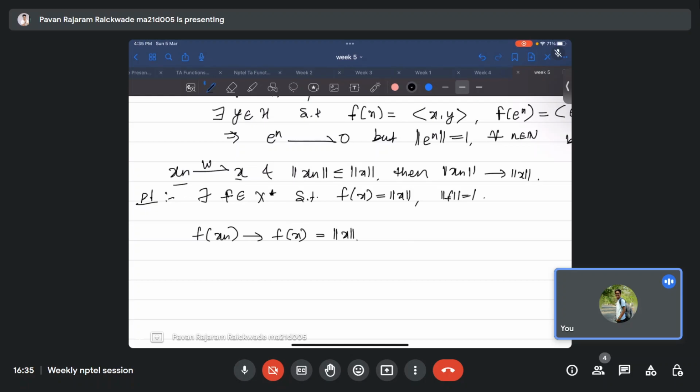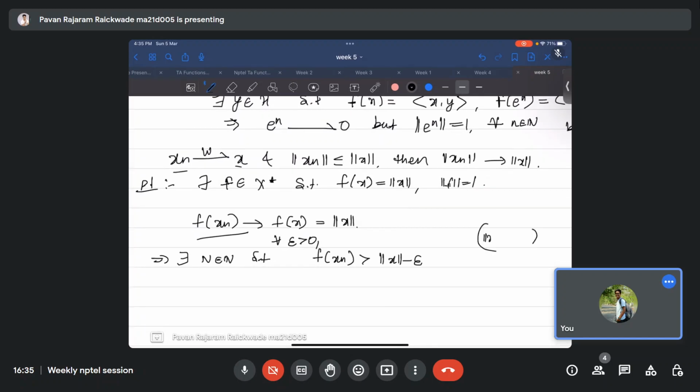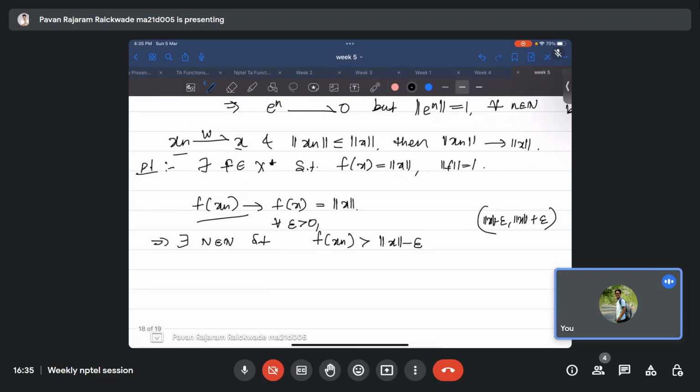So this is a real number sequence which is converging to norm x, which implies there exists n belongs to natural numbers such that f of xn is strictly greater than norm x minus epsilon. For any epsilon positive, this is happening. What that means is, if you take an epsilon ball centered at norm x, then after some point f of xn belongs in this ball. That's what this means.